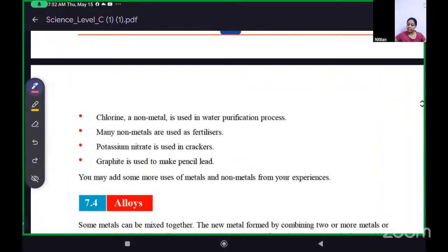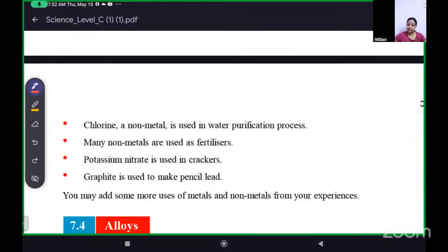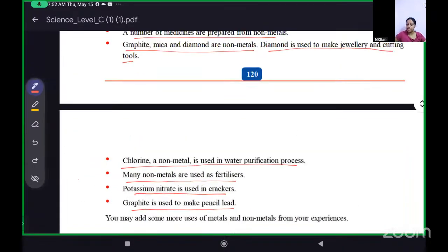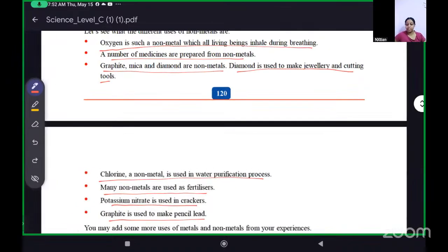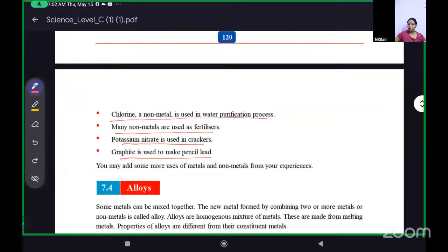Okay? Then chlorine, another non-metal, is used in the water purification process. Many non-metals are also used as fertilizers. Potassium nitrate is used in crackers, and graphite is used to make pencils. Okay, so there are some names of these non-metals. You can remember graphite, mica, diamond, oxygen, chlorine, potassium. Okay, you can remember them.